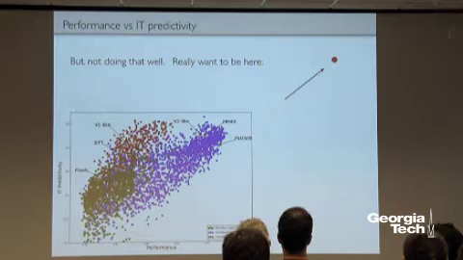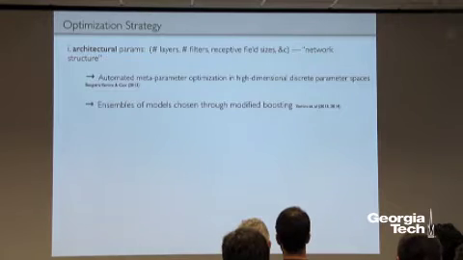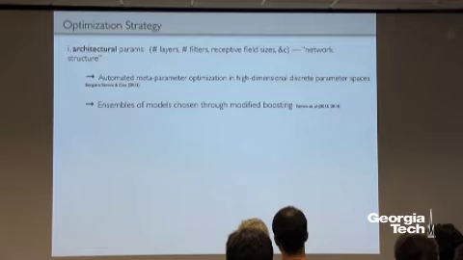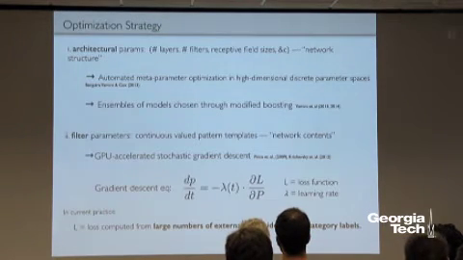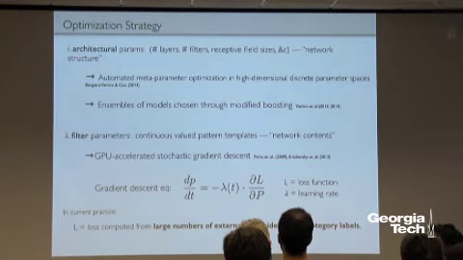And we did a bunch of stuff. We basically threw the kitchen sink at it, not with the idea that the optimization method itself would be anything biological, but just to see if we could push out to the right. And so we did a bunch of things to sort of improve architectural parameters. So I mentioned that automated metaparameter optimization, ensembles of models chosen through boosting, and also filter parameter optimization using stochastic gradient descent on whatever categorization task we had available.